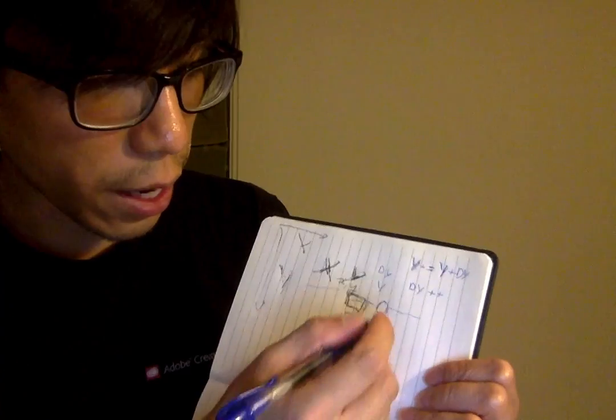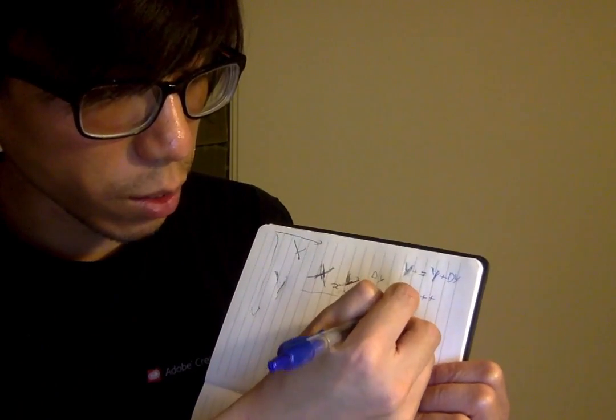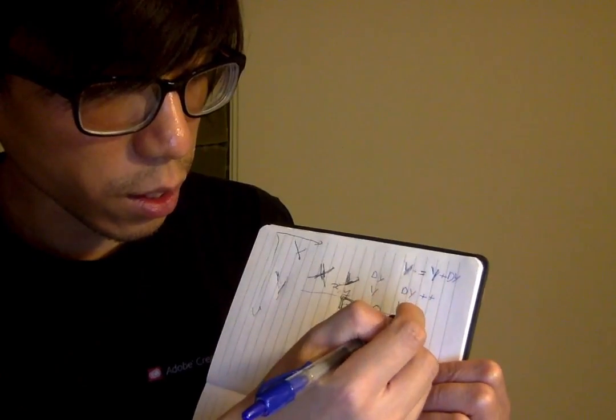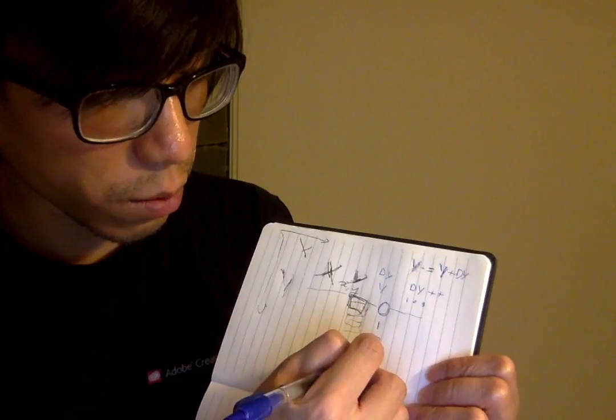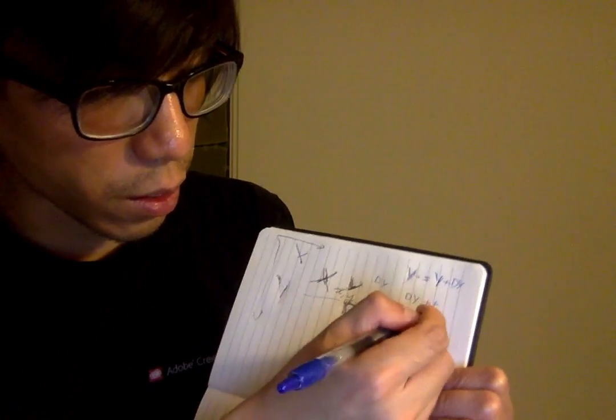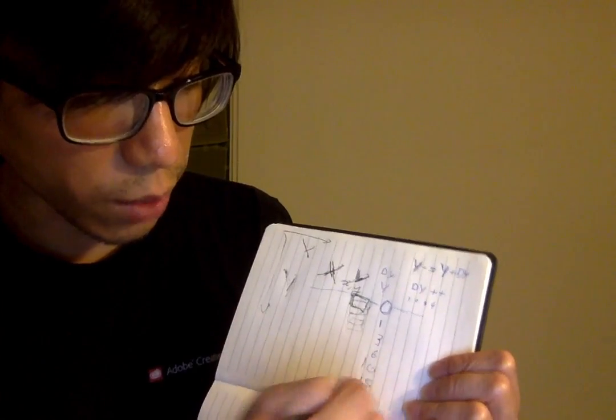Okay? And again, y equals y plus dy. So where are we at? We're at 1, and now we're at 2, and we're at 3. y equals y plus dy, 6, right? Now we're at 4. And it's going to go like this, 10, 15, etc.